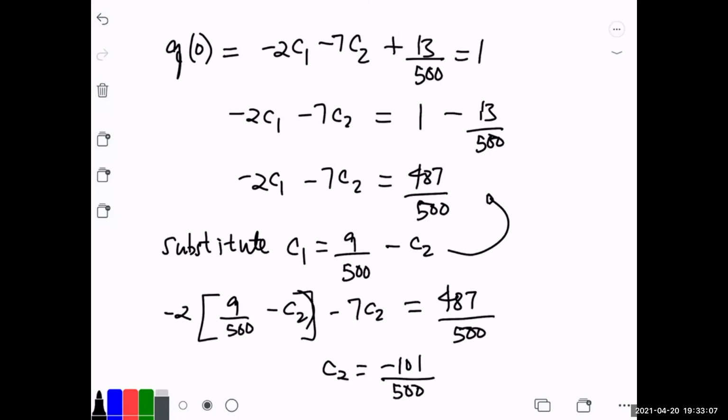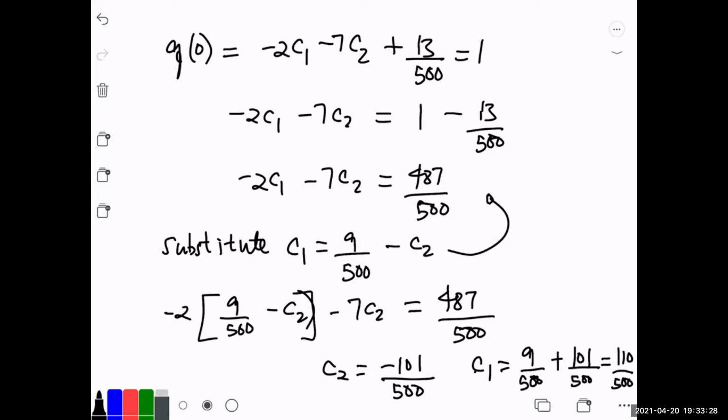All right, so we got C sub 2. Now let's solve C sub 1. So C sub 1 is 9 over 500 minus minus, so this will become plus, so plus 101 over 500. So this means this is 110 over 500.